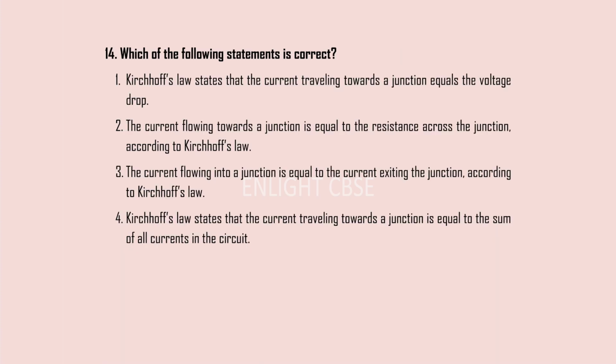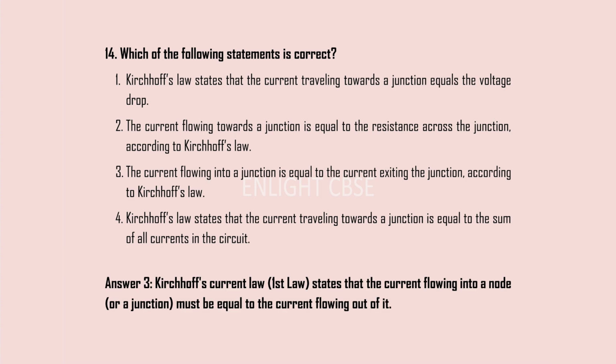Question 14. Which of the following statements is correct? 1. Kirchhoff's law states that the current traveling towards a junction equals the voltage drop. 2. The current flowing towards a junction is equal to the resistance across the junction, according to Kirchhoff's law. 3. The current flowing into a junction is equal to the current exiting the junction, according to Kirchhoff's law. 4. Kirchhoff's law states that the current traveling towards a junction is equal to the sum of all currents in the circuit. Answer 3. Kirchhoff's current law, first law, states that the current flowing into a node, or a junction, must be equal to the current flowing out of it.